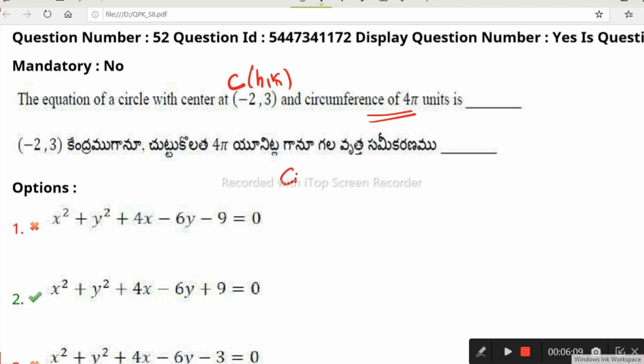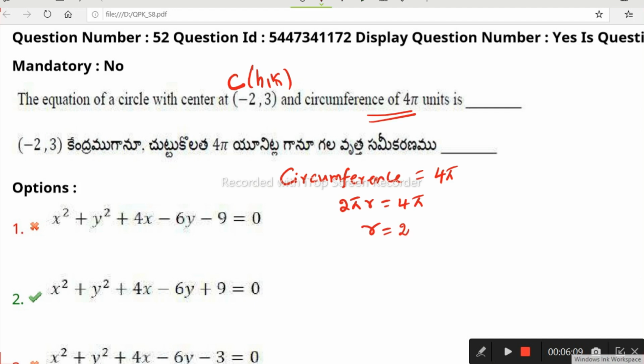Circumference of the circle is given as 4 pi. According to the formula, circumference of the circle is 2 pi r. 2 pi r is equal to 4 pi. What happened? Pi cancels, 1, 2 cancel. Therefore, r is equal to 2, we got.